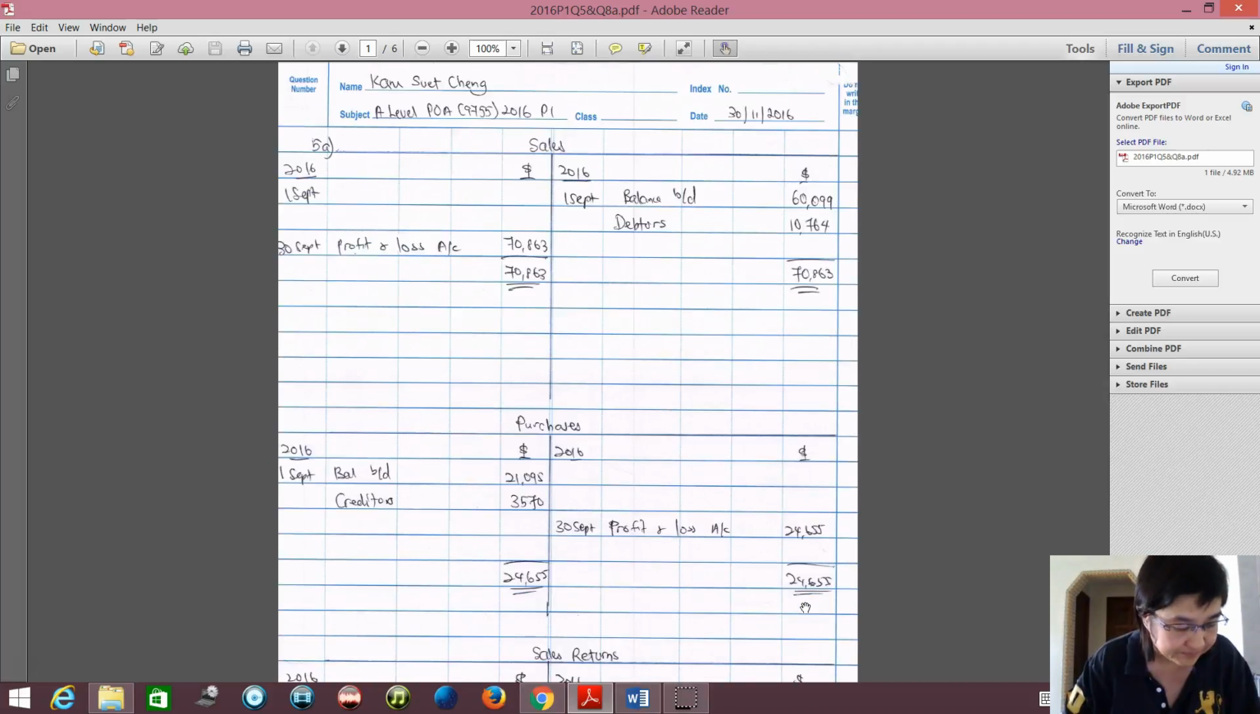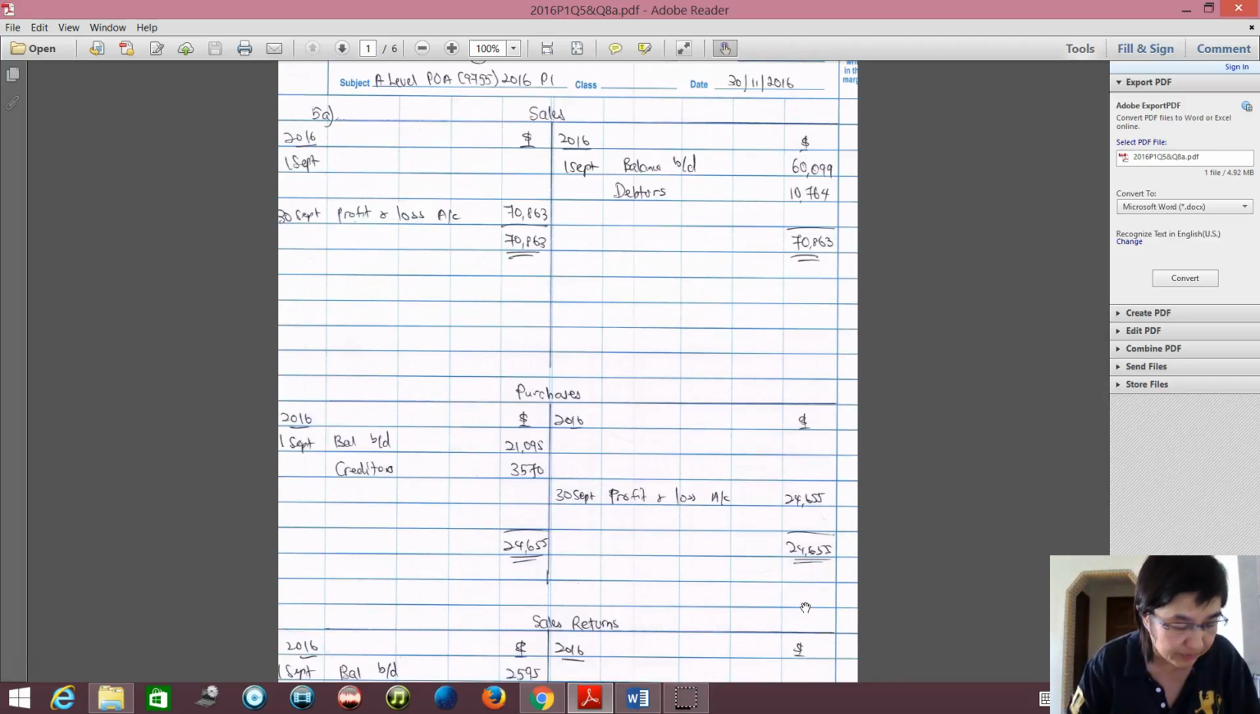Sales day book 10764. Sales day book is to record credit sales, so the other account will be debtors 10764. So the total sales during the month of September, total credit sales during the month of September, 10764. So the total here will transfer to the profit and loss account because it is a profit and loss account item.